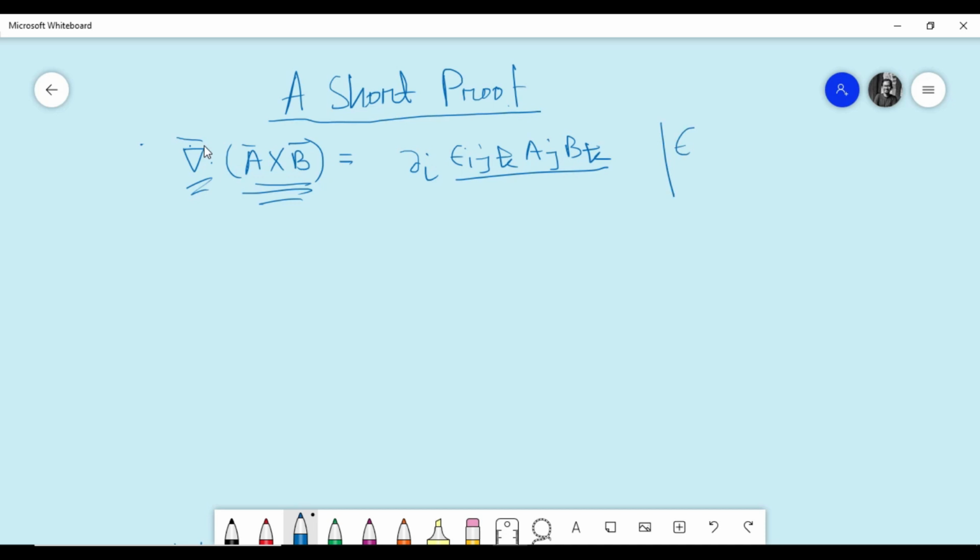Now a short introduction to the Levi-Civita symbol. It has three indices, and if any two indices are equal, then this equals 0. If the indices are not equal to one another, then if the permutation is cyclic, it equals plus 1, and if the permutation is anticyclic, then it equals minus 1.